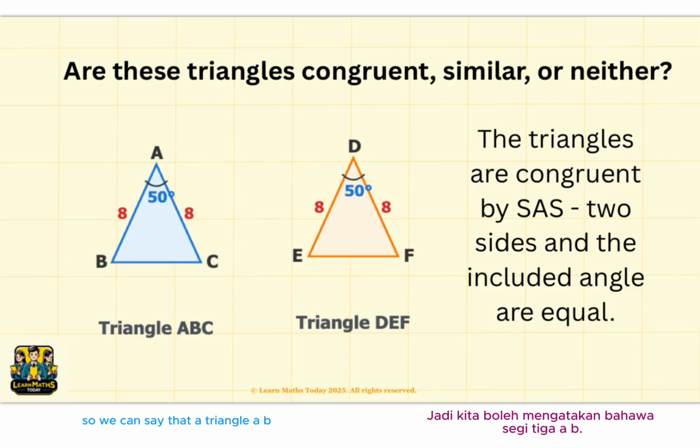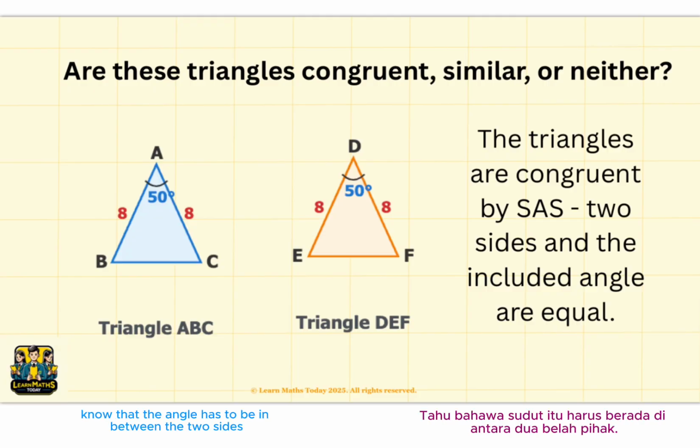So we can say that triangle ABC is congruent to triangle DEF using the SAS congruency test. Remember that once you fix two sides, and the angle is between the two sides, the triangle's shape and size are completely determined. There's only one way to complete the triangle.